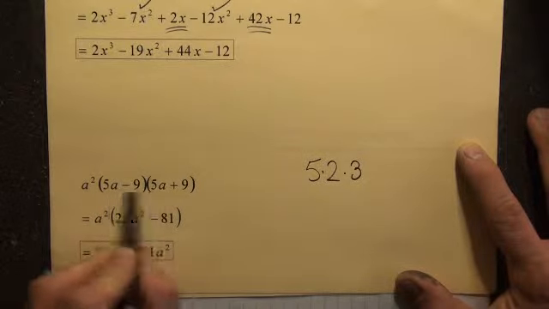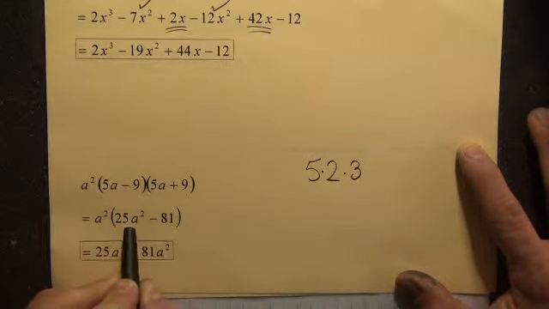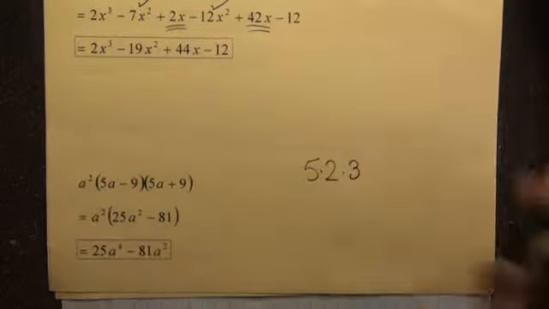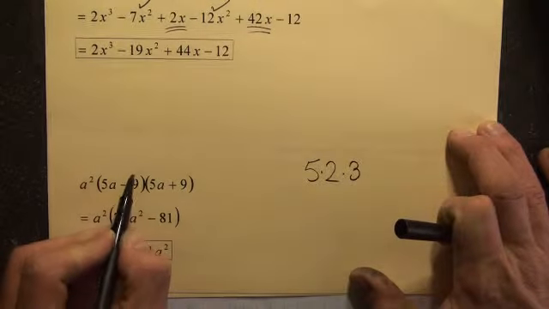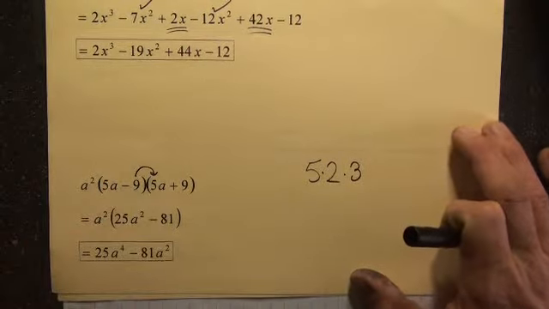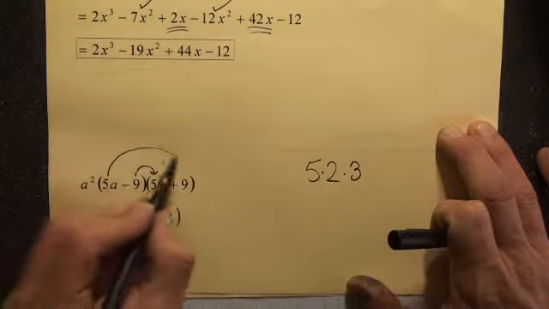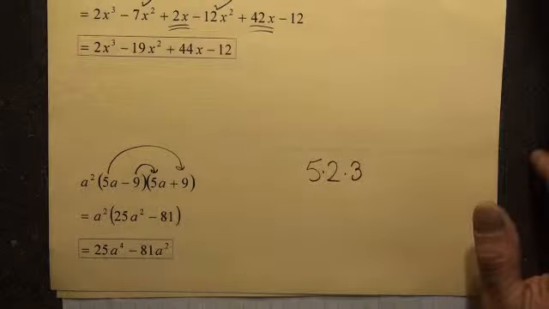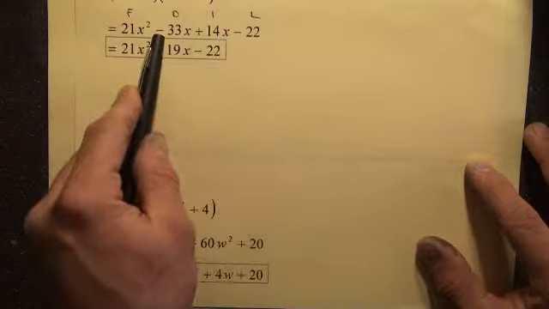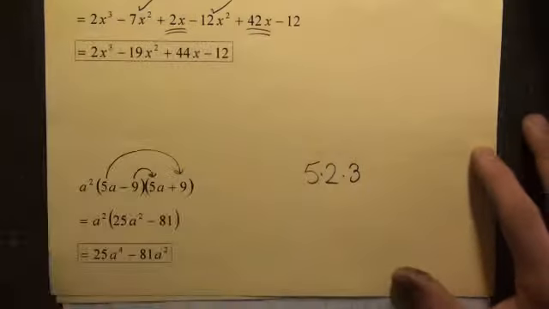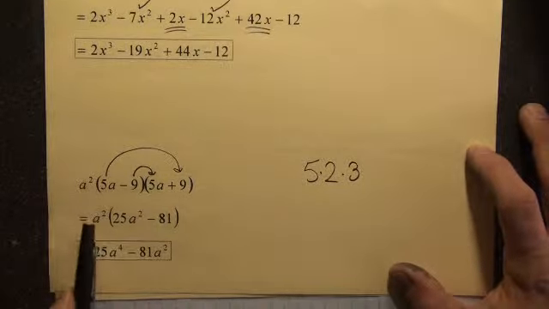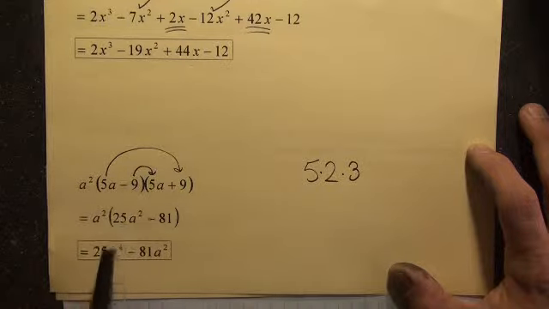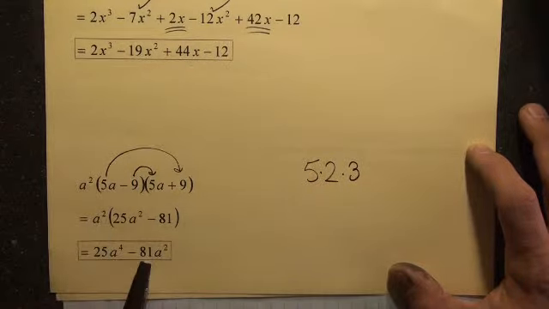So what we do is we multiply these two binomials. 25a squared minus 81. What you'll notice here is when you distribute the negative 9 into the 5, that's a negative 45. Distribute here, that's a positive 45. So therefore the middle terms are not there. The middle terms were the same except one was minus and one was plus. Then at the end you distribute the a squared. That becomes 25a to the 4th, minus 81a squared.